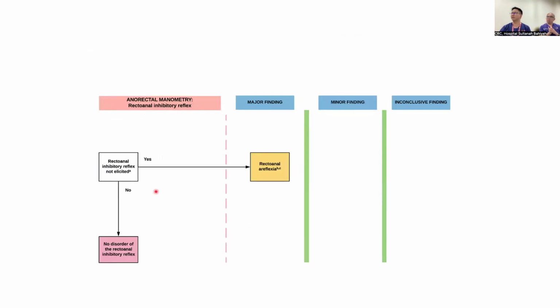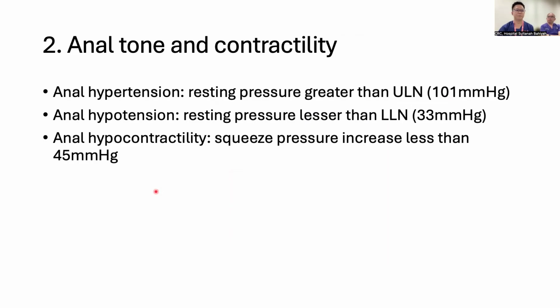In terms of London classification, it is very straightforward. It's either yes or no. If it is yes, present, normal. Not present, major finding, rectal anal areflexia. So far in my limited experience, I haven't come across a rectal anal areflexia yet. Next, part 1 done. Let's go to anal tone and contractility.